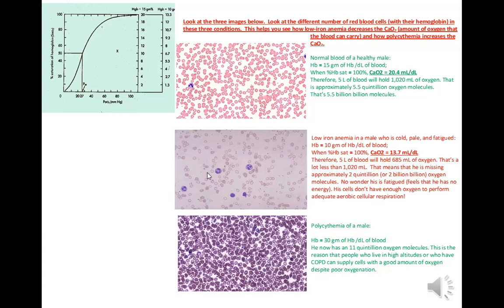So the middle picture is anemia with low iron or low hemoglobin, low red blood cells. So 10 grams of hemoglobin per deciliter of blood, and you see you have a relatively low CaO2 of 13.7. So that's much lower oxygen carrying capacity in that blood, and it makes a big difference. Going from 20 to 13 is a huge change. And when you consider how many red blood cells we have, and 250 million molecules of hemoglobin per one red blood cell, 5 liters of blood, it's a huge dip.